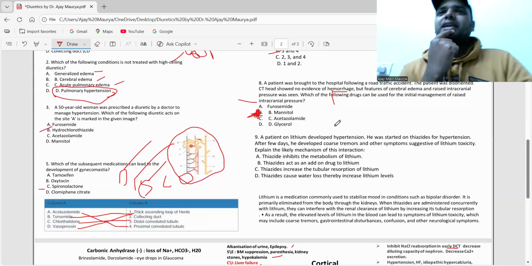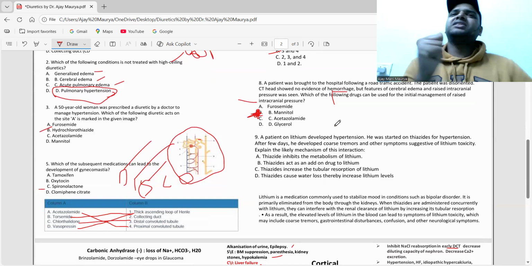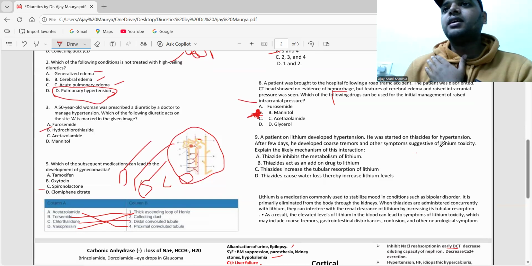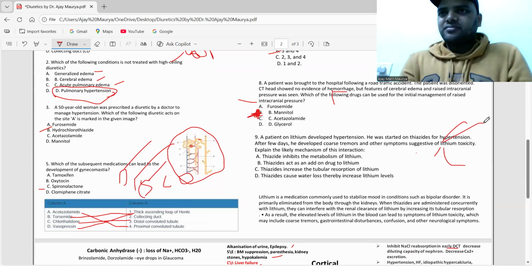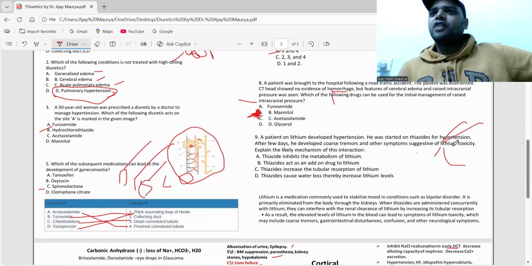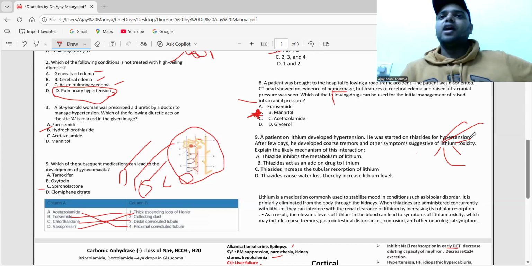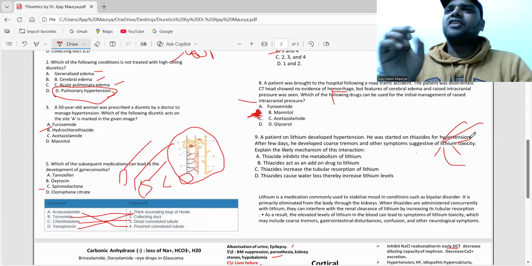Next one. A patient on lithium developed hypertension and was started on thiazides. What are the side effects of lithium? L for leukocytosis, I for insipidus, diabetes insipidus, T for tremors, H for hypothyroidism, U for upset, meaning stomach upset, and M for malformation, that is called Ebstein anomaly.